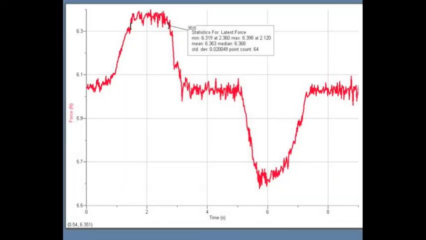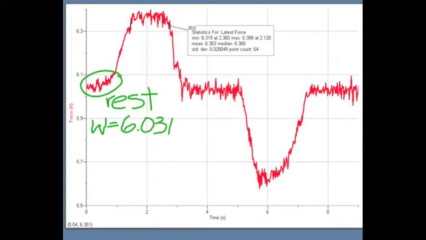This is a force graph from one of our trials. When the elevator hadn't moved, the weights were at rest. They weighed 6.02 newtons and had a mass of 0.62 kilograms.